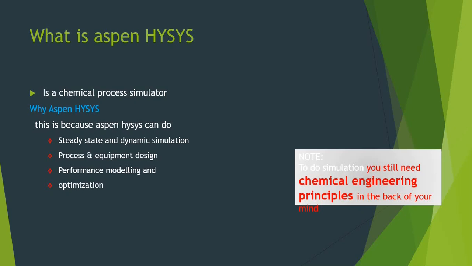Then also it is a process simulator, for process and equipment design. You can design a process and the equipment at the same time. We shall give an example in the coming future on how to do that. Then also it does performance modeling, like you want to know the performance of your equipment, how your equipment behaves, and it also does optimization. So these are the general roles that are solved by Aspen HYSYS.